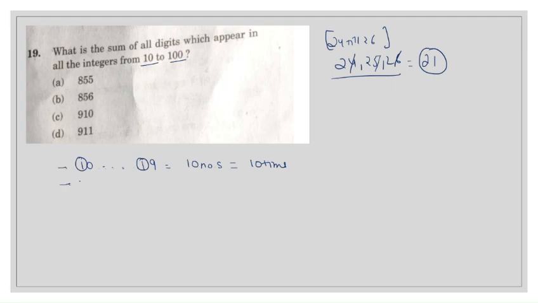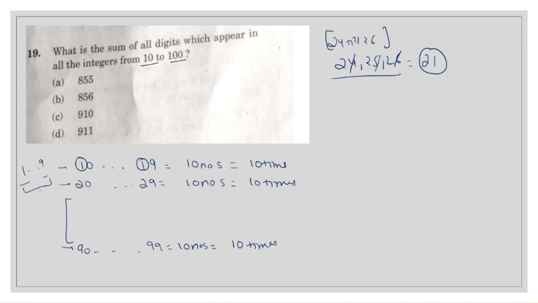Then if we check from 20 till 29, again we have 10 numbers and 2 appears 10 times. So this is one thing that we must remember. Then again we'll have a few more lines, and at last we'll have from 90 till 99. So again we have 10 numbers and 9 appears 10 times, which means that from 1 till 9, the number of digits that we have is equal to 9. We have 9 such digits.